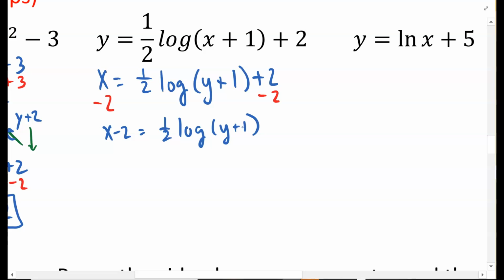Now everything on the right is attached to the log, but you have the 1/2 out front. We want to get rid of that, so we're going to divide by 1/2 because we're multiplying by it. And if you remember from 2 weeks ago, I was teaching you that when you divide by a fraction, it's like multiplying by the reciprocal. So the reciprocal of 1/2 is 2. And so what that gives us is 2 times x minus 2 equals log of y plus 1.